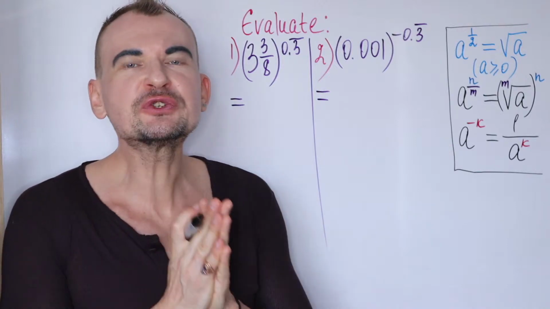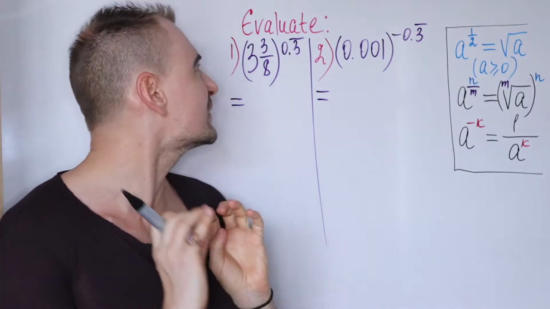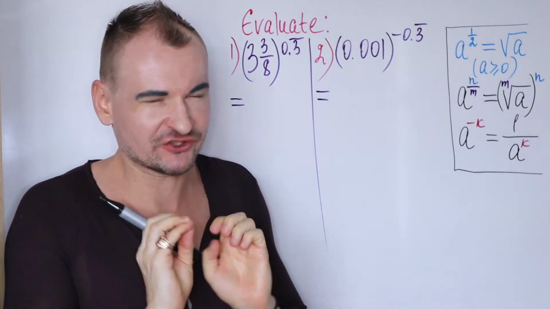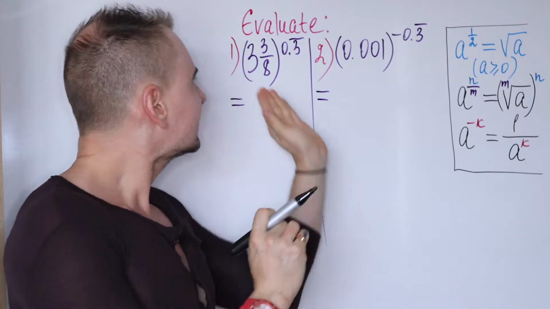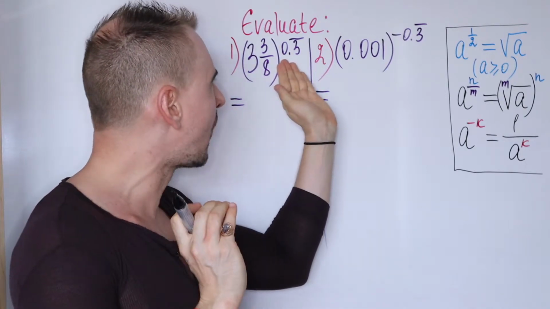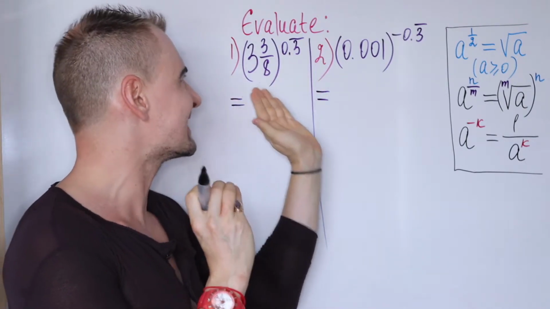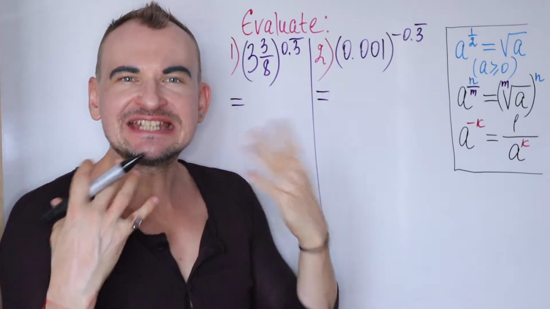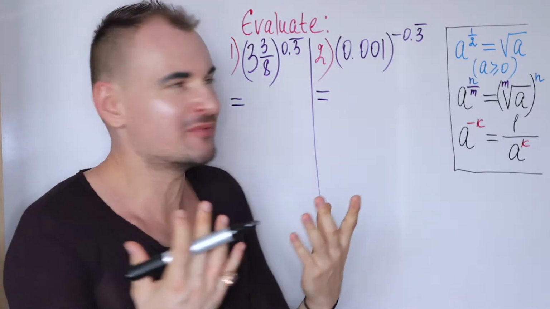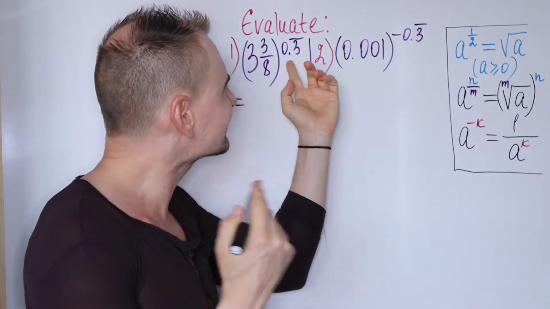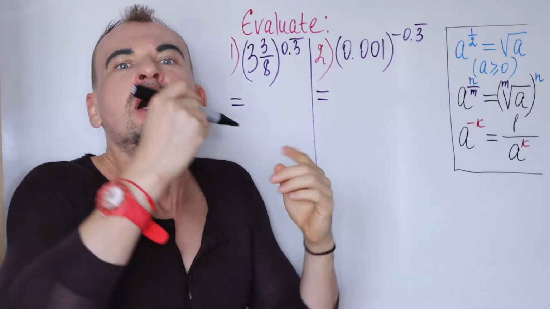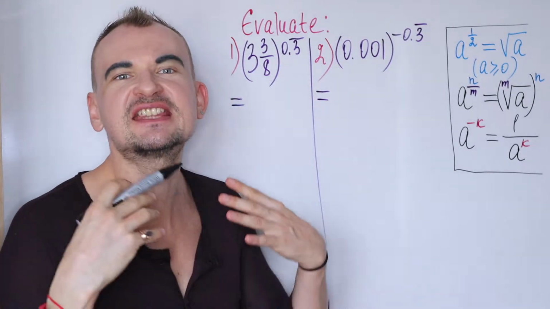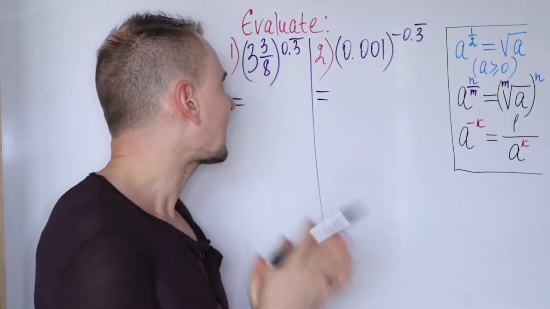Hey guys, today I will show you how to evaluate numbers with decimal recurring powers or exponents. All that means is that your power, your exponent, that your base number is raised to, happens to be a decimal, but an infinite decimal. So the digits after the point repeat themselves. There is a pattern of digits that repeats.